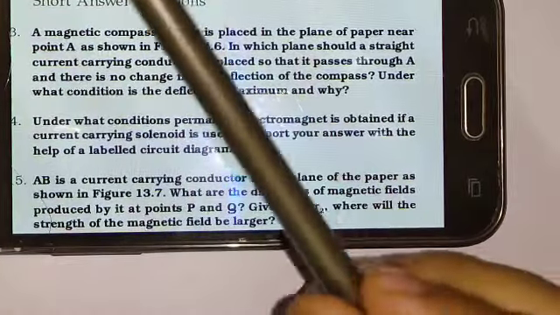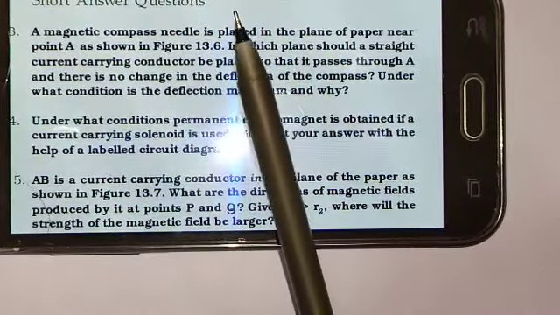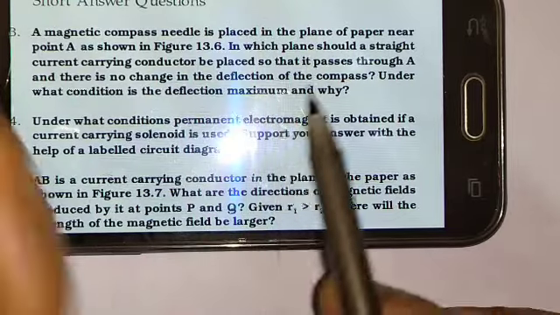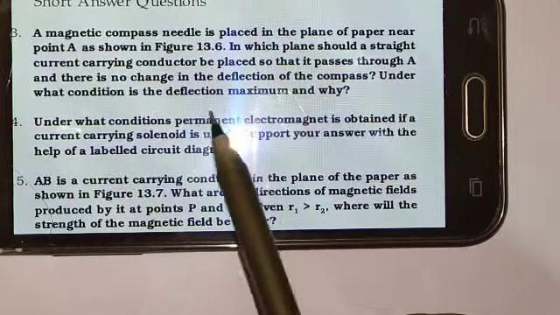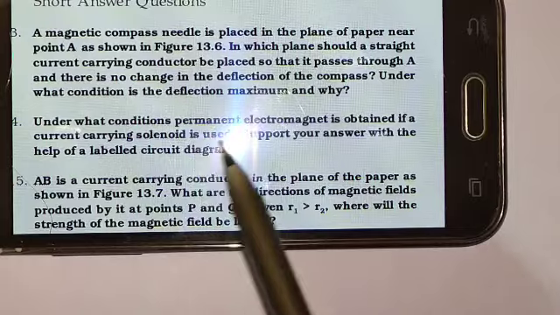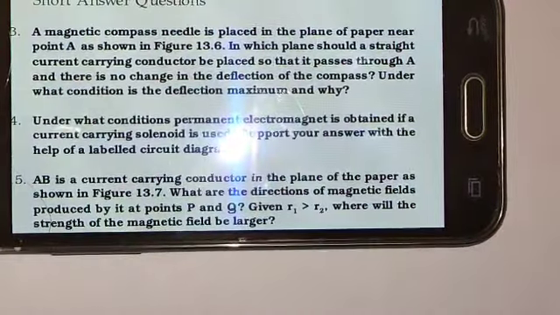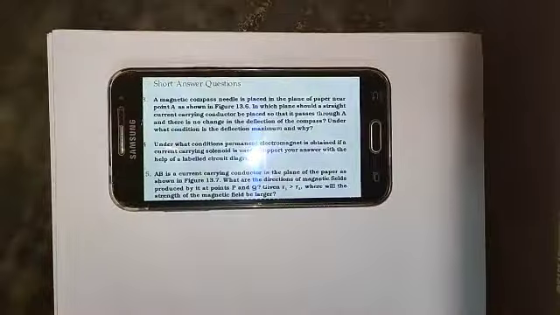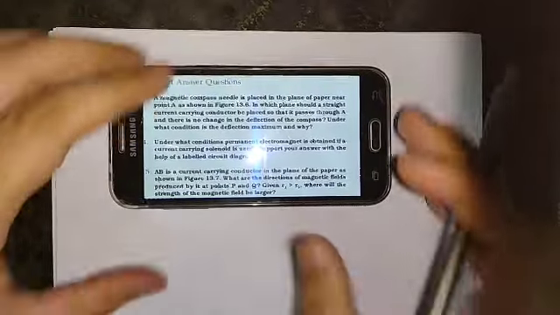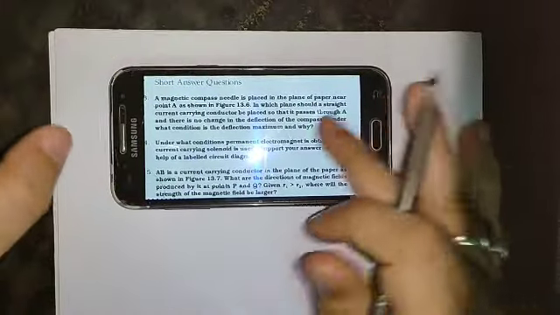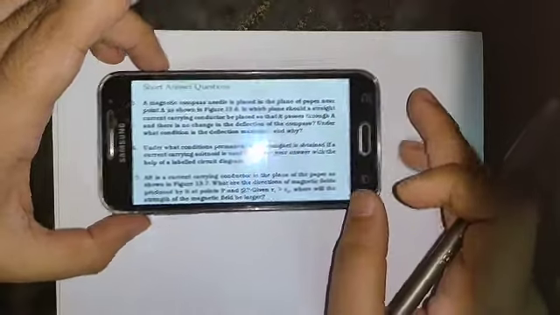Let us suppose that this is a straight current carrying wire and we have to do the same thing with this. I'll show you more. At last, let us see under what conditions the deflection is maximum and why. So let us now try to understand this question. I hope all of you get the question. So I think we have understood the question first.